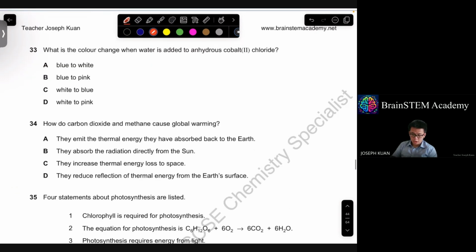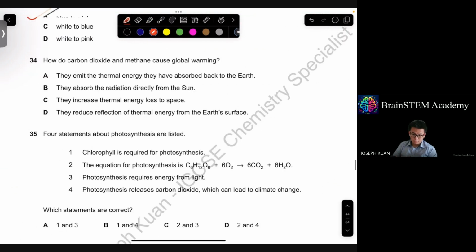33. What is the color change when water is added to anhydrous cobalt(II) chloride? It changes from blue to pink. B is the answer. Moving on.